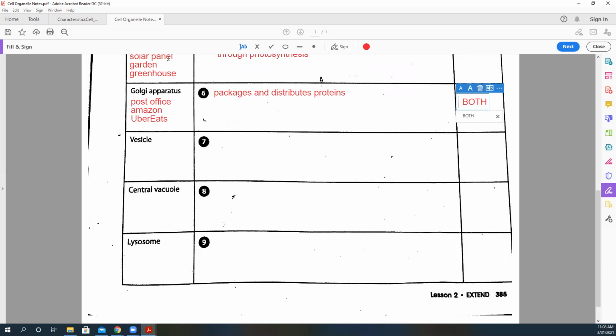So, vesicle. This word to me sounds like vehicle. It sounds like vehicle. This transports protein, so it reminds me of a vehicle.